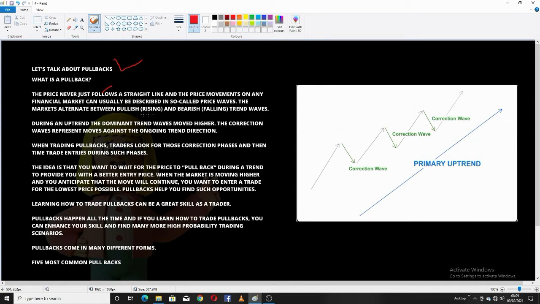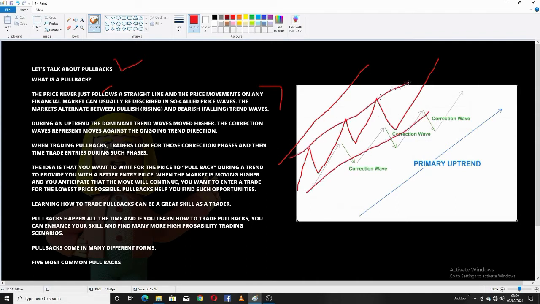The market alternates between bullish and bearish trend waves. So the market doesn't move straight like this. No, it moves like this. These waves create a trend. It never goes up straight like this. During an uptrend, the dominant trend waves move higher. The correction waves represent the move against the ongoing trend.